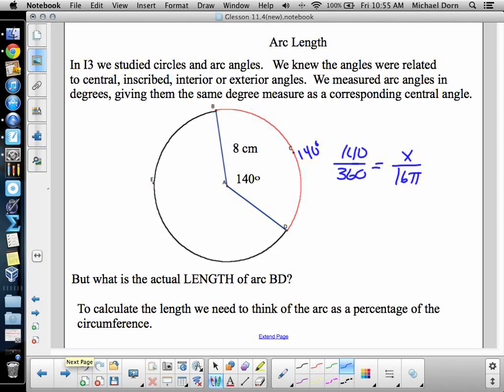It's proportional thinking. That's the equation that we're going to set up and solve. To find the arc length of BD, we're going to find the angle over the whole circle equals the arc length over the whole circle. Part over whole equals part over whole. And we set up a proportion, and we cross-multiply to solve that. So I'm going to reduce this to start with to make my life easier. And 14 over 36 would be 7 over 18.